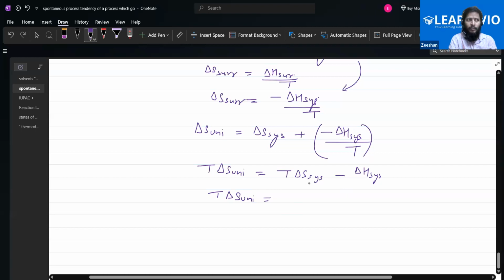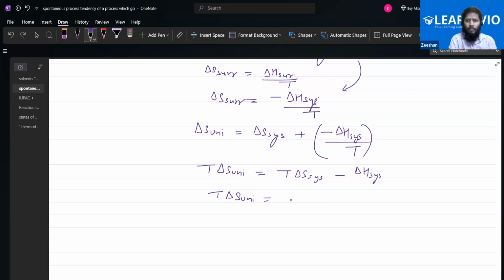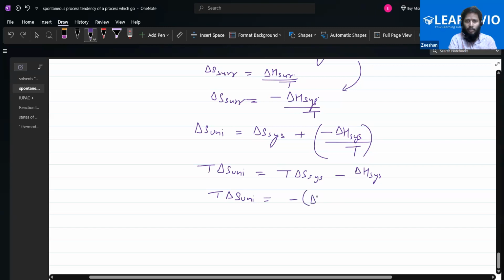Now T, we are getting T delta S. So we are doing this delta H of system, then finally T delta S of universe is equal to minus delta G of system.